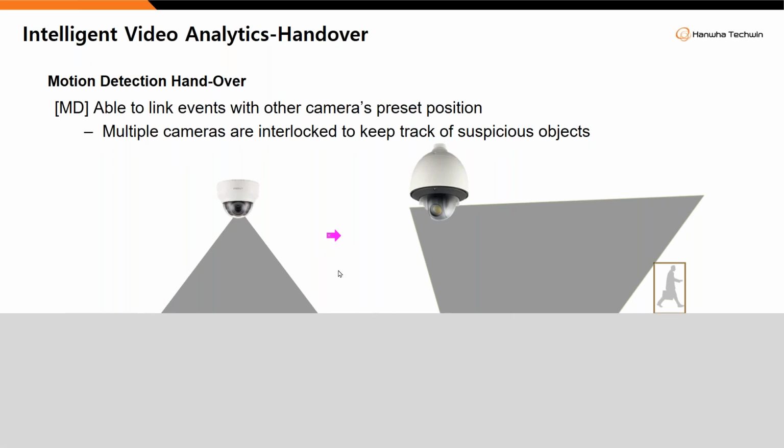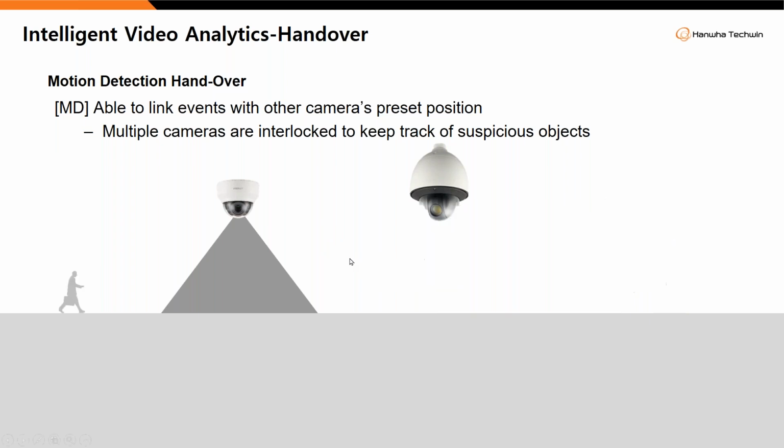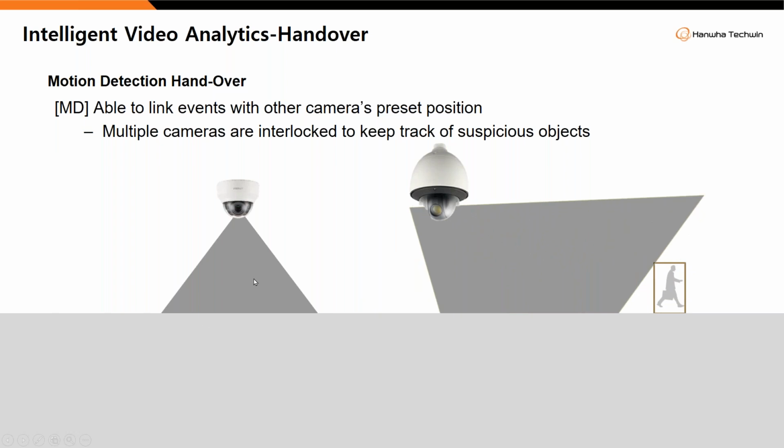Then there is something known as handover. Handover means one camera is looking at the scene and it detected some movement. So it will ask a PTZ camera to come to that location and then track. So it is like two cameras talking to each other. No need for any VMS in between. No need for any software in between. The camera will talk directly to another camera.